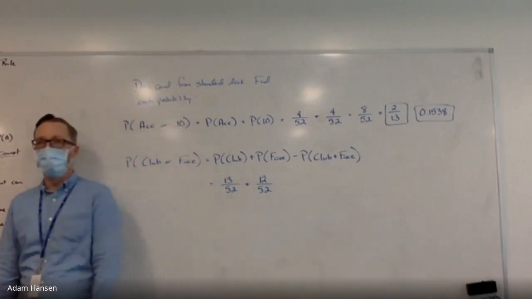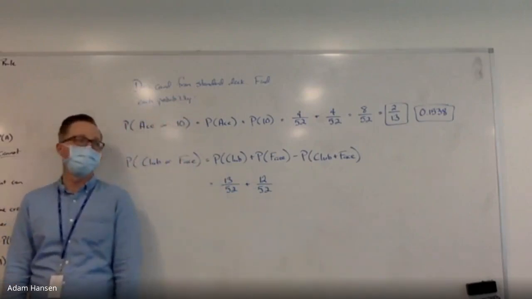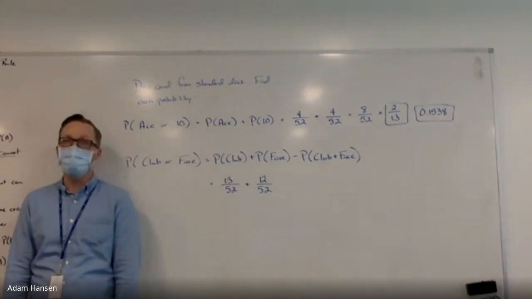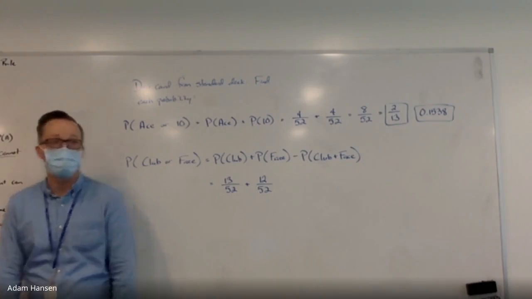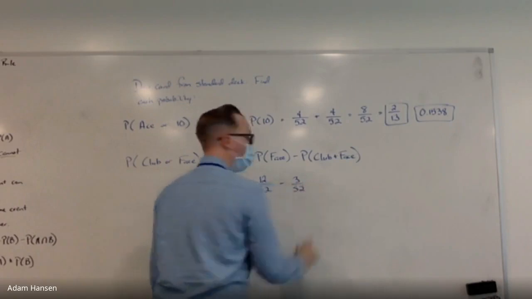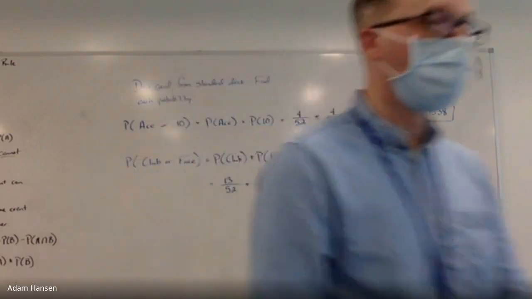Now what makes this different? Aren't there some cards that were counted twice? Yeah. I don't want to count something twice. I want all the unique possible outcomes. So what do I have to subtract off? How many club cards are also face cards? 3. What did I underline twice? What did I double count?